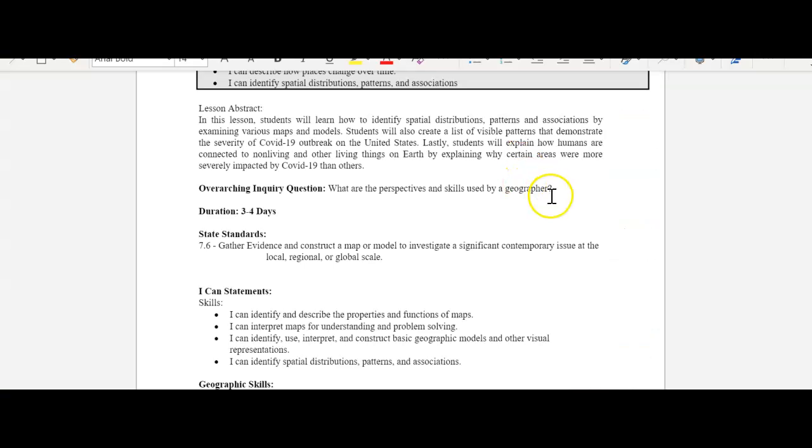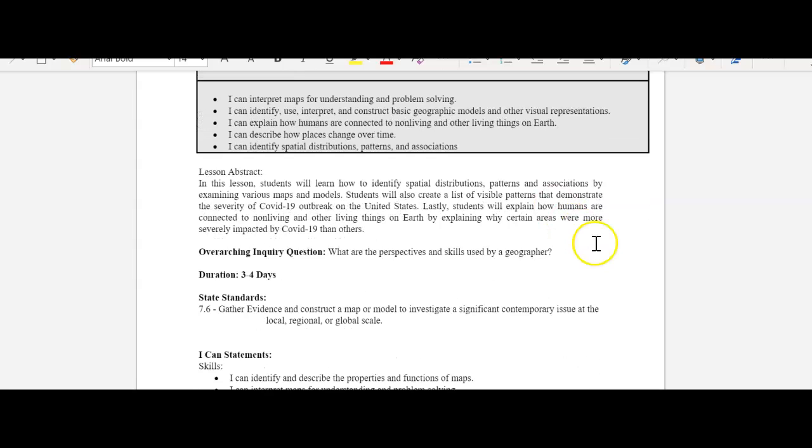This is 7th grade Geography of World Regions, Unit 1, Lesson 7 Overview. And here we are in Rubicon with our guide. That's what you're going to want to start with. And then you have the documents listed below to assist you with these lessons. I'm going to go into the guide now.